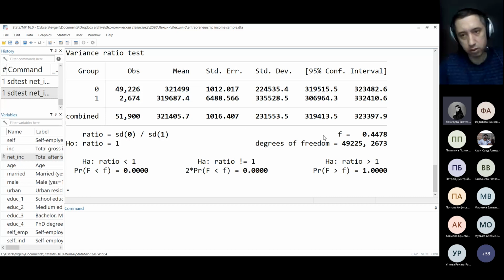The second way is to look at the F statistic. 0.44 is a pretty small F statistic. Well, if we open our table, let's open our table.